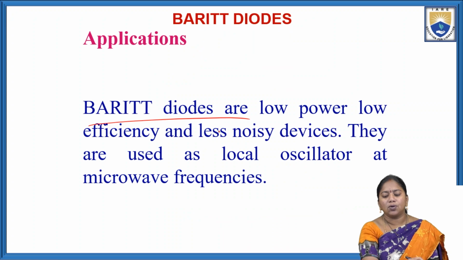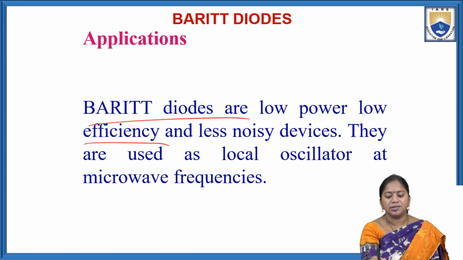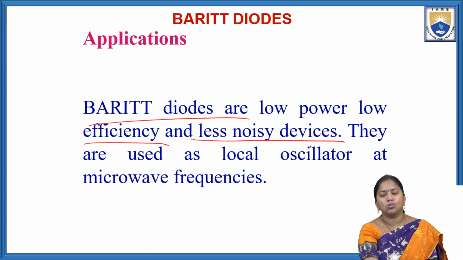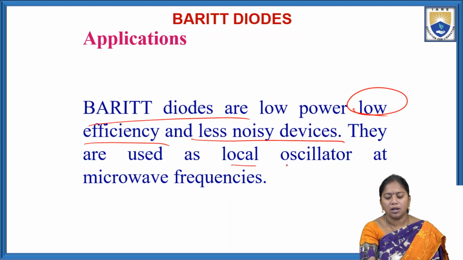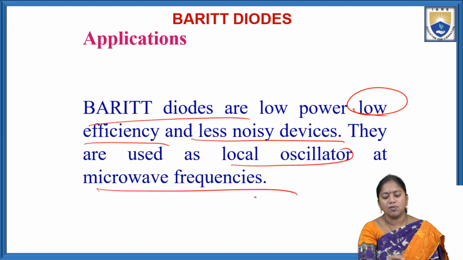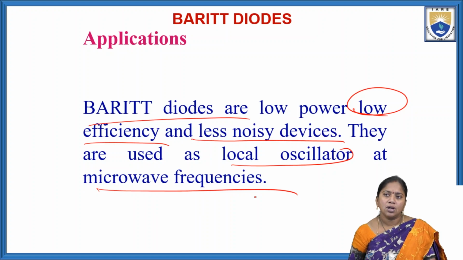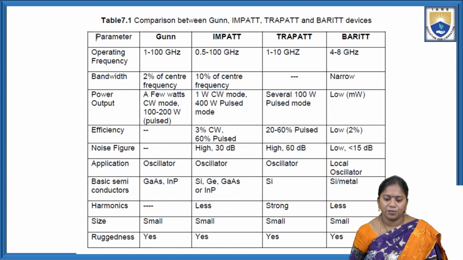Applications. Barrier diodes are low power, low efficiency and less noisy devices. They are used as local oscillators at microwave frequencies.